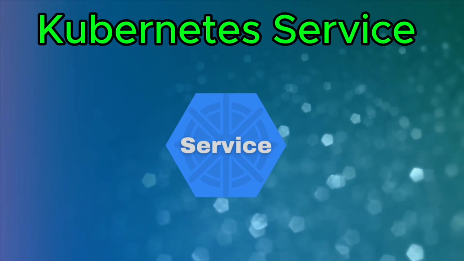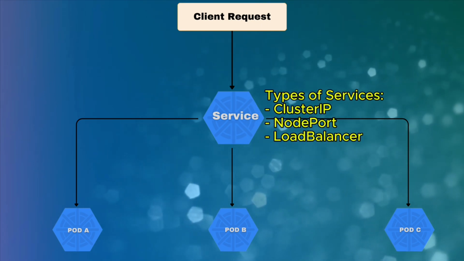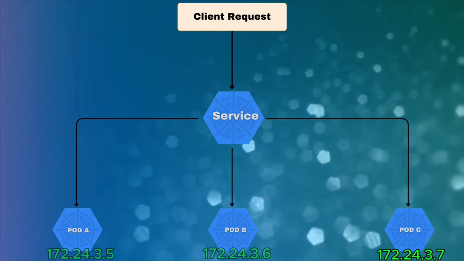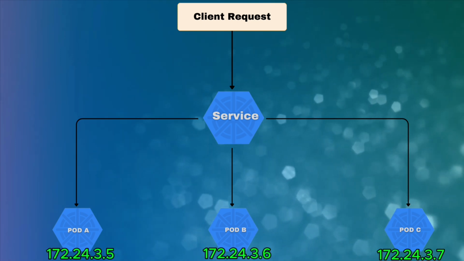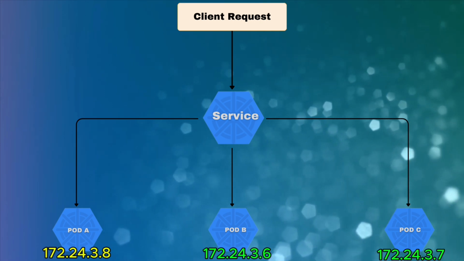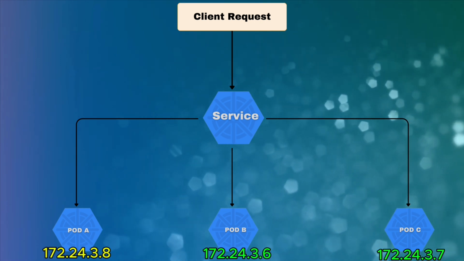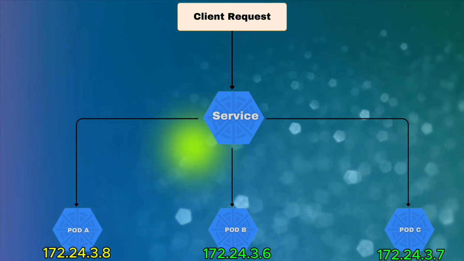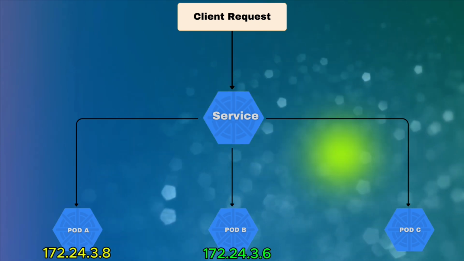A Kubernetes service is an abstraction that allows pods to be accessed by other components. It might be inside or outside the cluster. It provides a stable network endpoint for accessing a set of pods, even if the pod's IP address changes. Also, the Kubernetes service object is used to load balance the requests between pods.